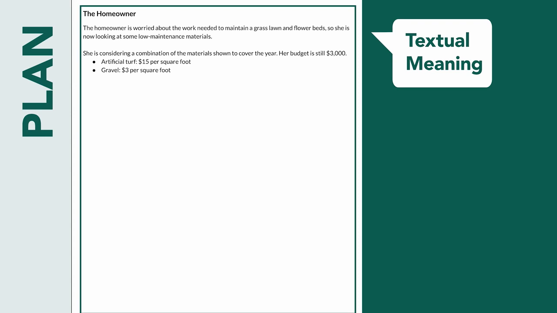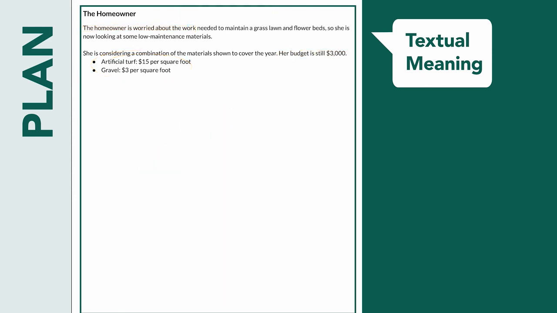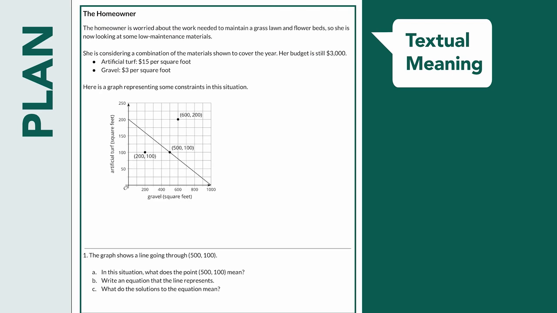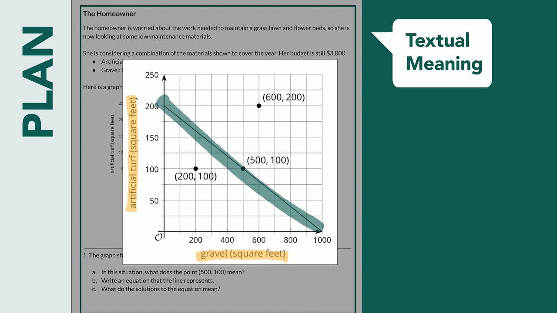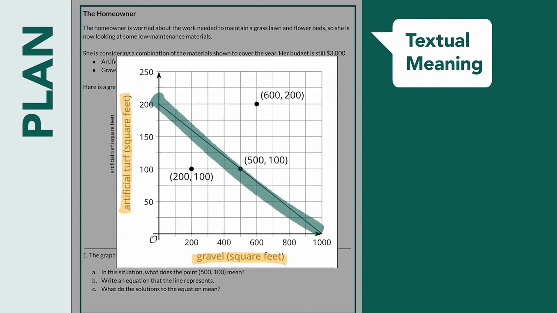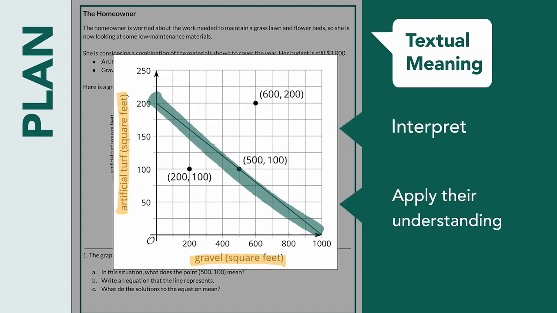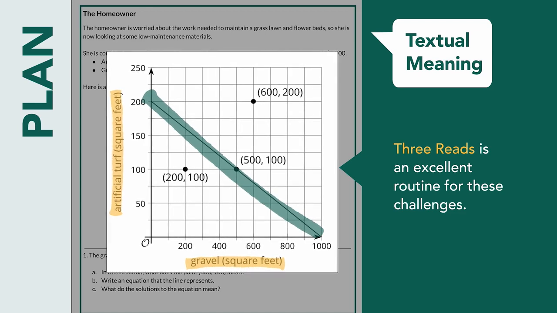Why, you ask? Well, the first thing I notice about this task is that it may have an unfamiliar context, a homeowner who's trying to stay within her budget to maintain her grass, and includes detailed information about costs and budget. Additionally, there is a visual, a graph, that students need support interpreting because the context and graph are connected. Therefore, students may need support comprehending both. Both require students to continually interpret and apply their understanding. 3 reads is an excellent routine for these challenges.